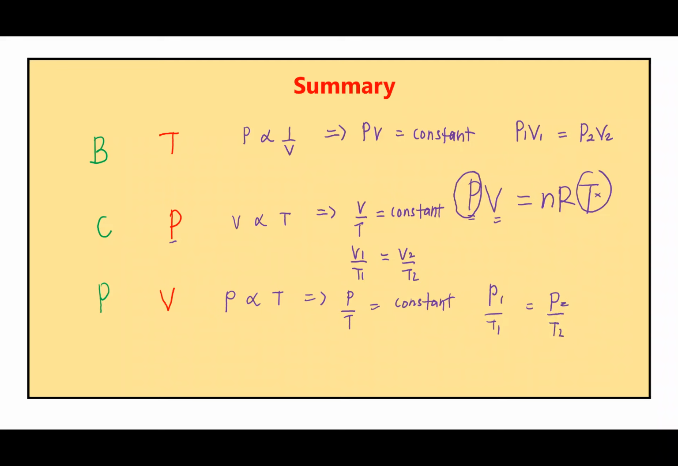So, basically, I tak hafal apa-apa. I just ingat tulis Boyle's Charles pressure BCP and then TPV. Tulis apa yang constant. So, daripada ideal gas equation PV equals to nRT, you can work out by yourself what is the equation for each of the law. Tapi make sure pressure, volume and temperature must be in SI unit.